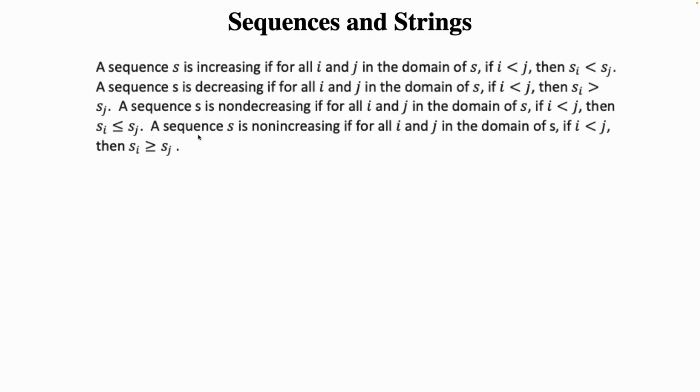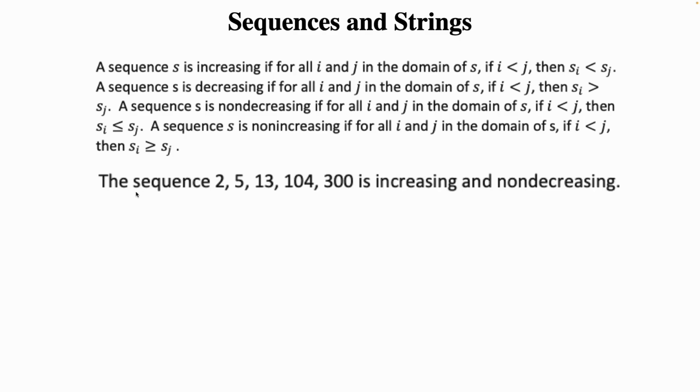And then by extension, a sequence S is non-increasing if for all i and j in the domain of S, if i is less than j, then S_i is greater than or equal to S_j, as opposed to decreasing, where if i is less than j, S_i has to be strictly greater than S_j. So again, it's called non-increasing because the values of S are either equal or going down, but never going up.